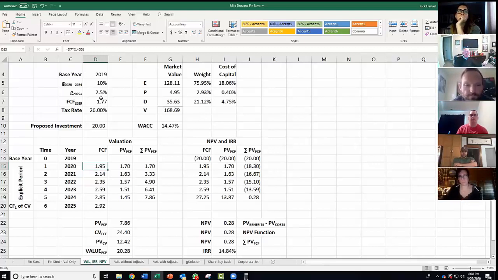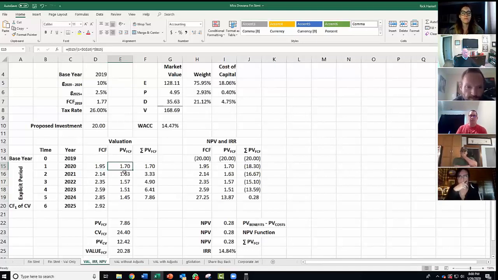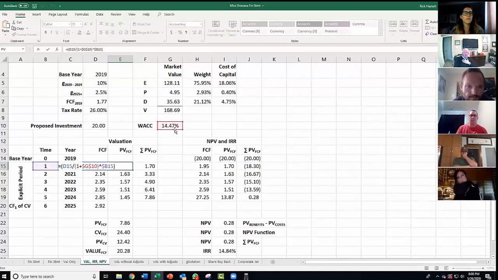So I've calculated using a basic assumption. I have a cash flow in my base year. I'm assuming that my cash flow is going to grow at 10% for 5 years, and then grow at 2.5% thereafter. So that gives me these cash flows. I'm going to take the present value of each one of them during the explicit period only. How do I get the present value? I take the cash flow divided by 1 plus the discount rate to the power of the time interval. That's the present value equation.